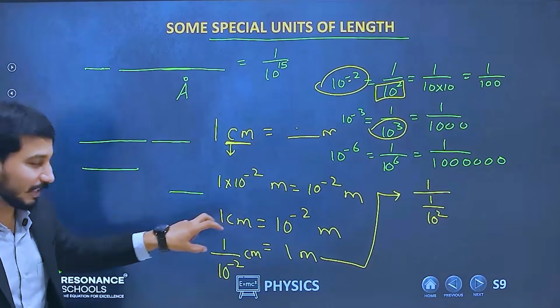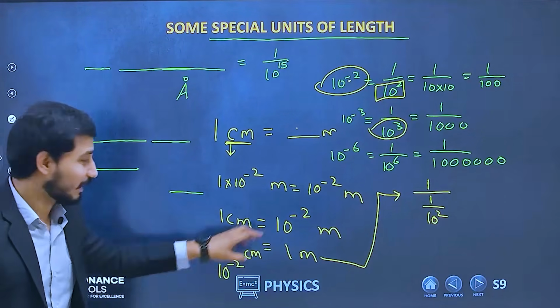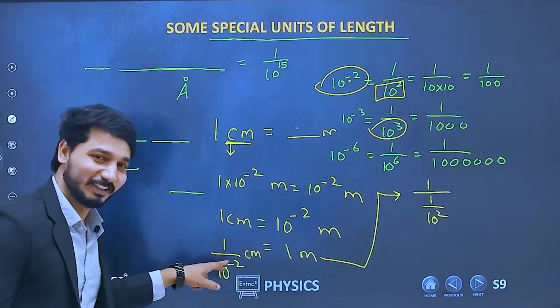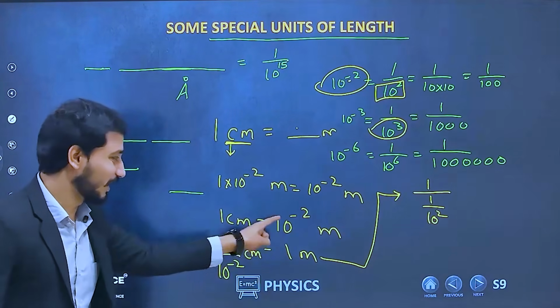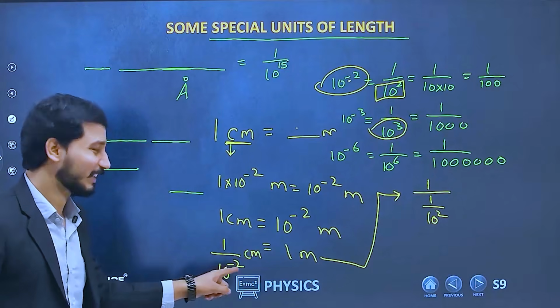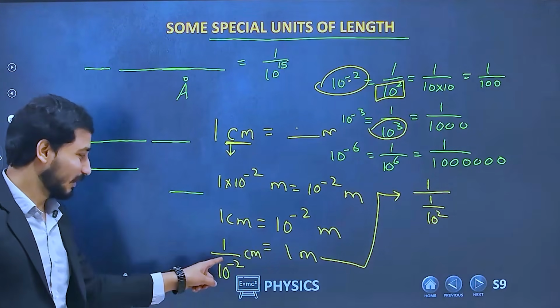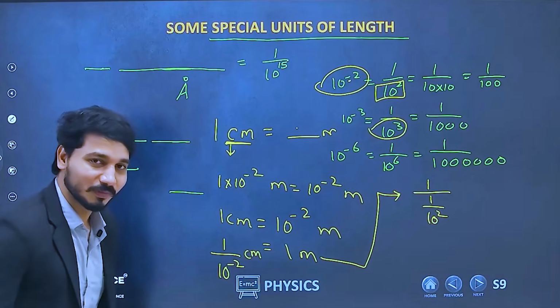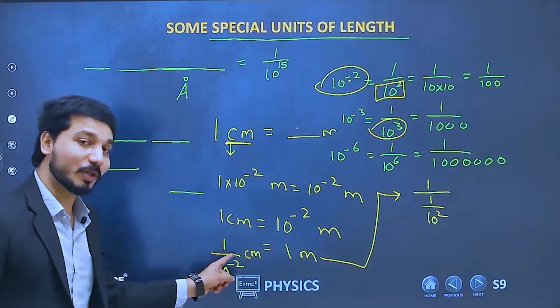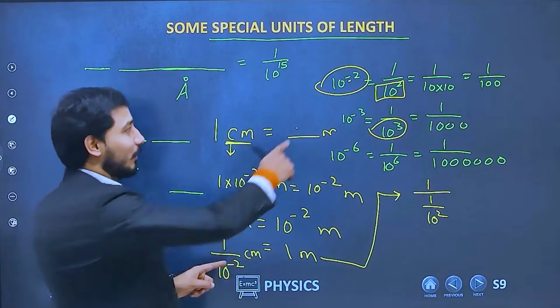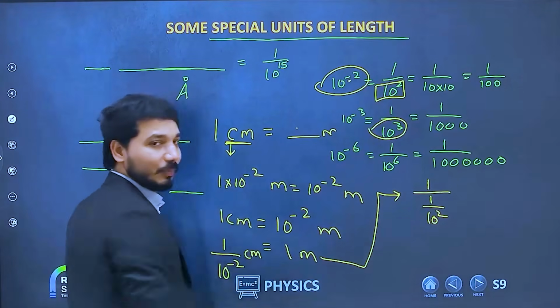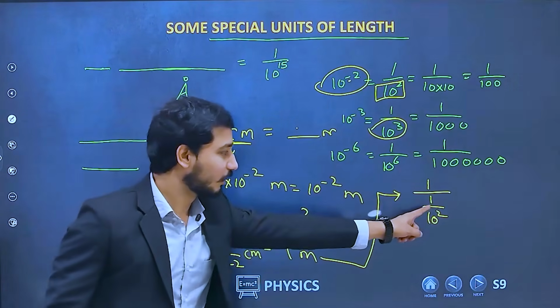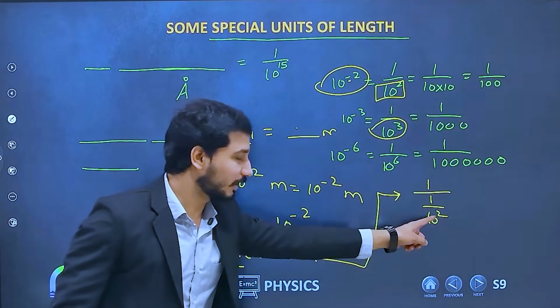Whatever is over here, copy and transfer. Not copy, cut and paste. You know cut paste. So cut from here, paste it over here. Just transfer it over here. So in the denominator, it will come as 10 to the power minus 2. And if it is 10 to the power minus 2, we know that minus 2 means the number is in the denominator. So again we are writing it as 1 upon 10 to the power minus 2.